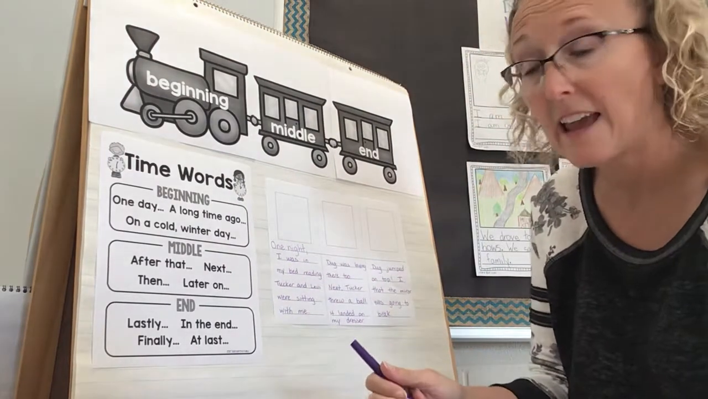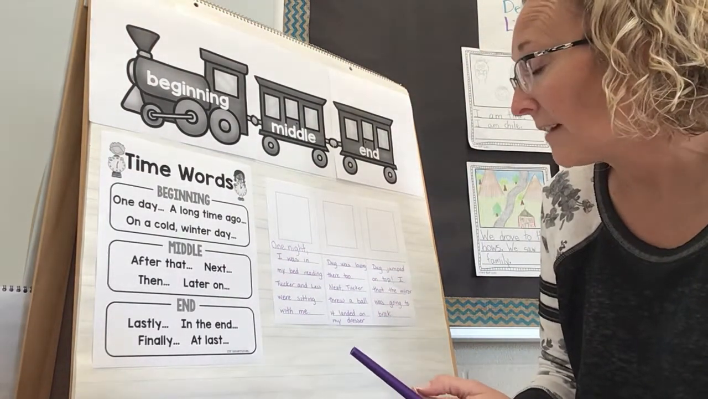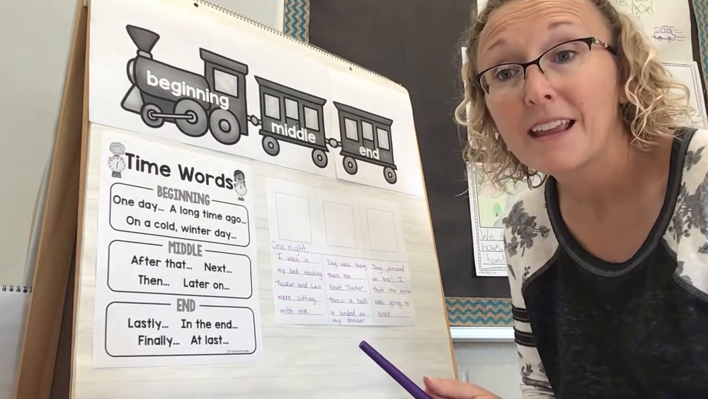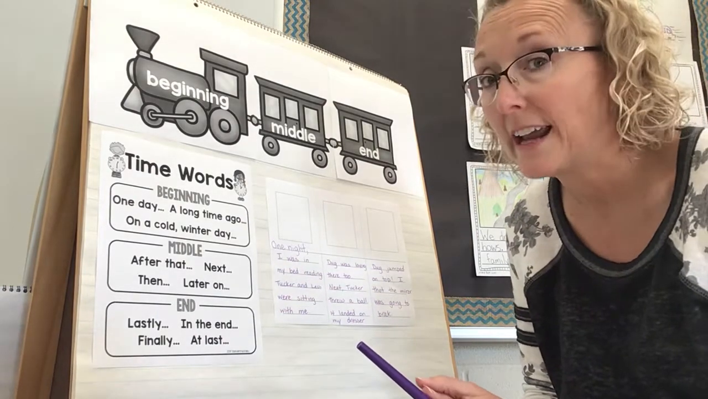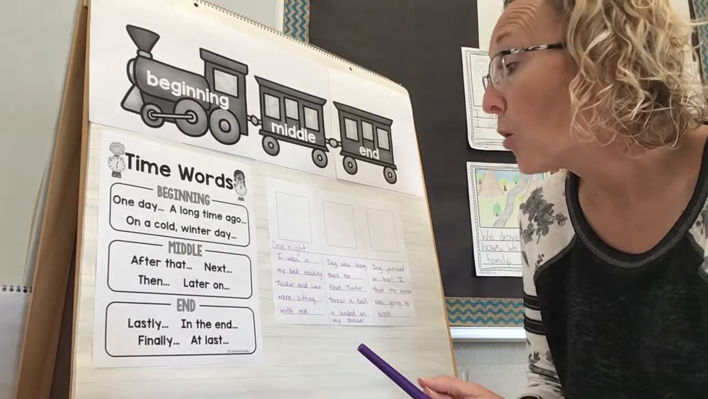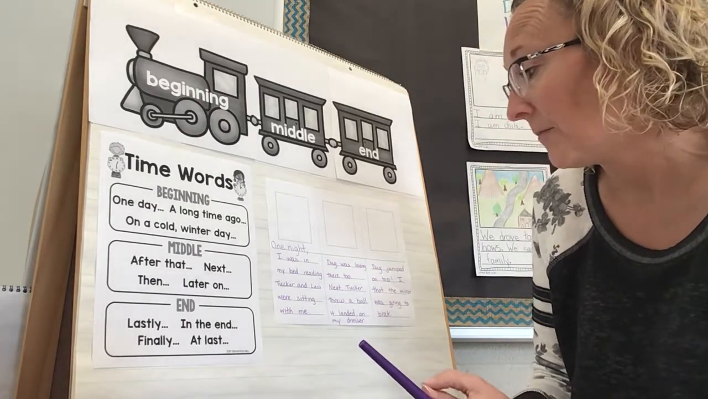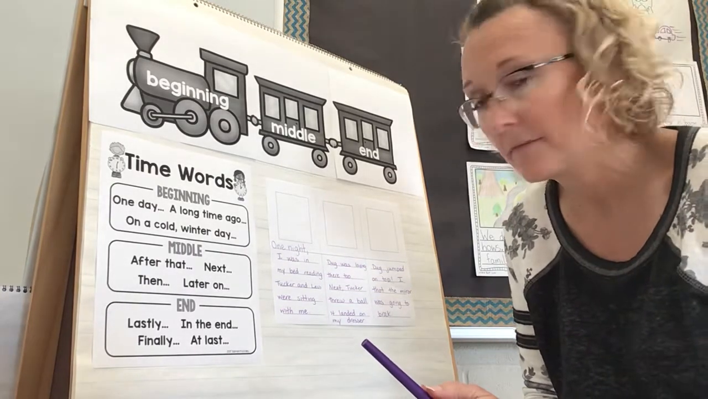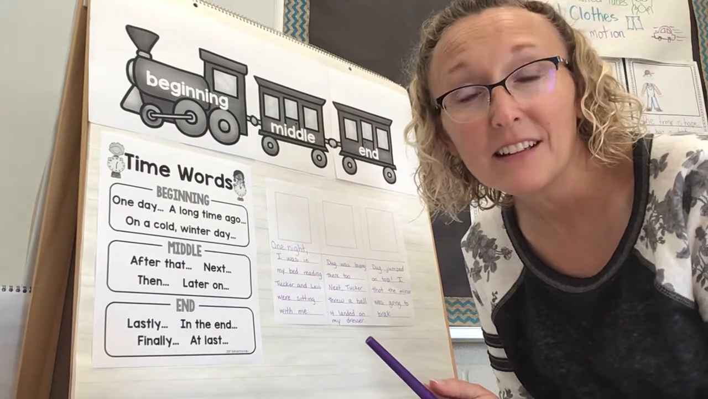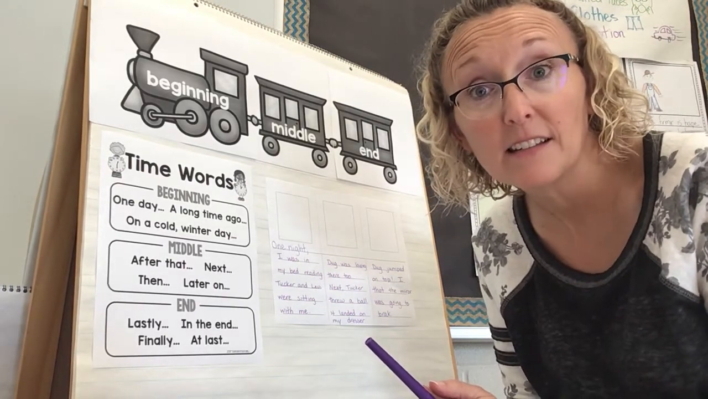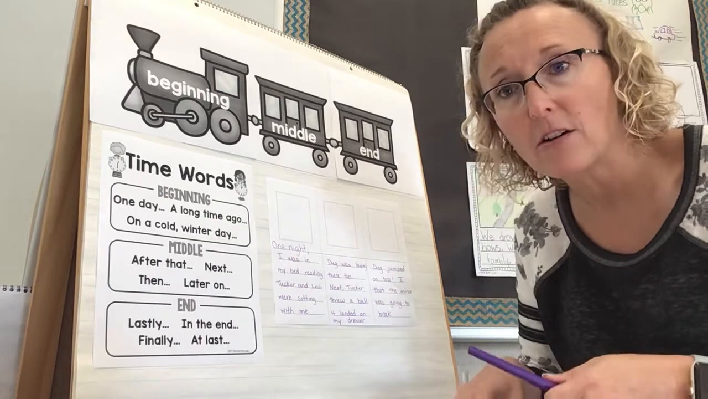So let's listen to how I changed my story. It used to just say, I was in my bed reading. Tucker and Levi were sitting with me. But now I added one night. So let's listen to it now. One night, I was in my bed reading. Tucker and Levi were sitting with me. Doesn't that sound better? It sounds more like a story, doesn't it? Yeah, so we can learn things from other authors.